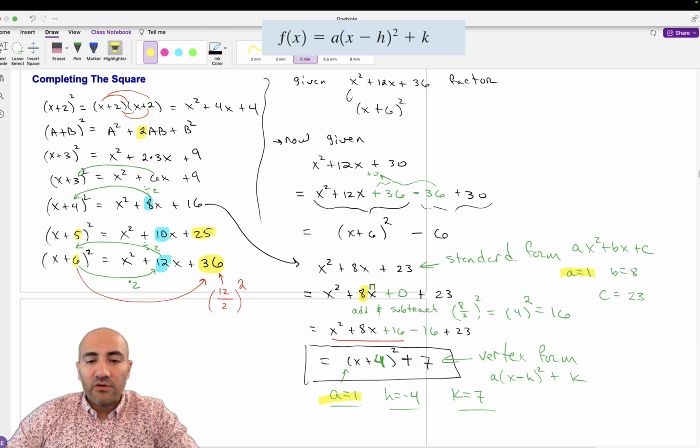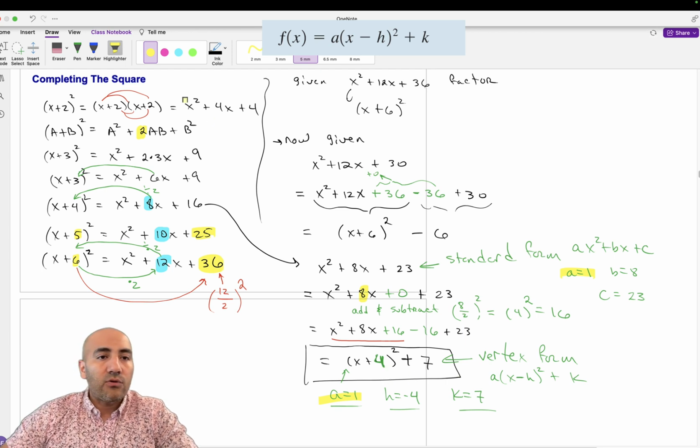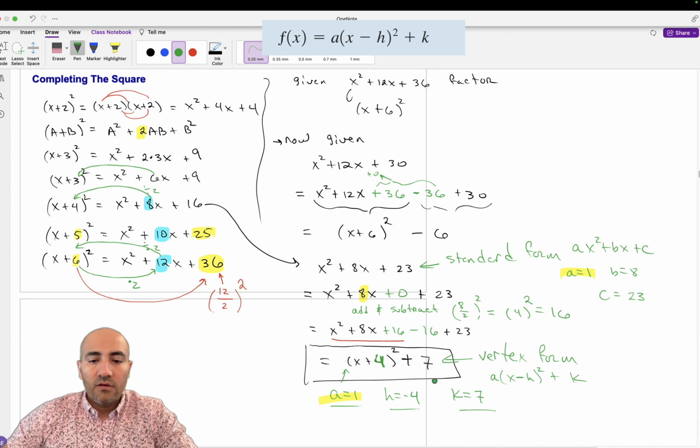But the other two numbers, they change. Here, there's a constant of an 8 and a constant of a 23. Here's a constant of a -4 and a constant of a 7. So they're a little bit different. And again, the advantage of this form is that now we can easily tell what the vertex is. So the vertex is going to be equal to -4, 7.